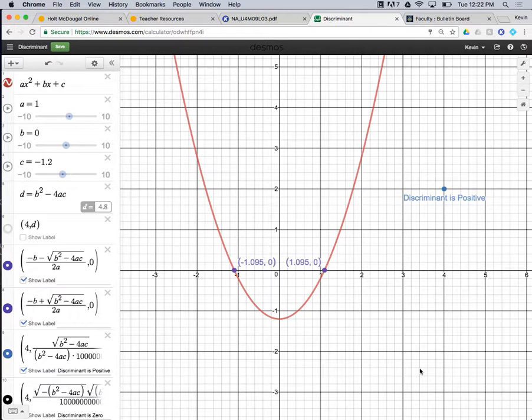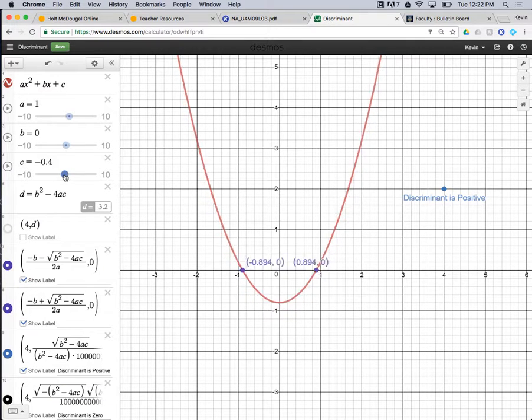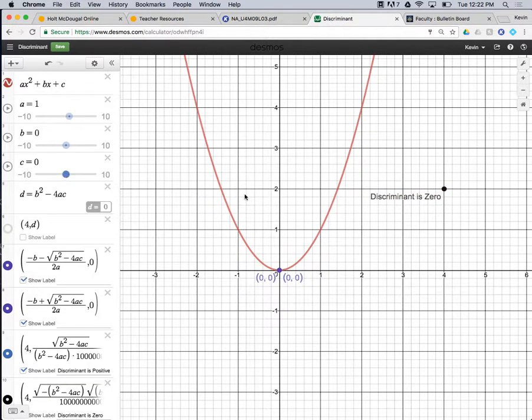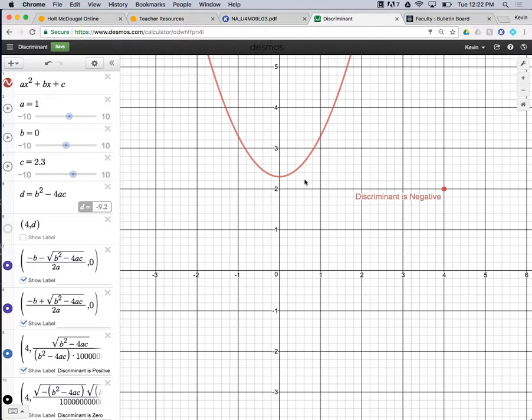So the discriminant is positive here. How many zeros does this function have? 2. It's got 2 zeros. Well, there you go. The discriminant is positive, I got 2 solutions. Does that make sense? And then look, right here, it says the discriminant is 0. How many zeros? 1. And then, bam. Now the discriminant is negative. How many zeros does it have? None. There are no solutions.